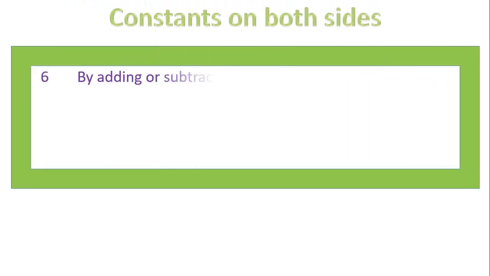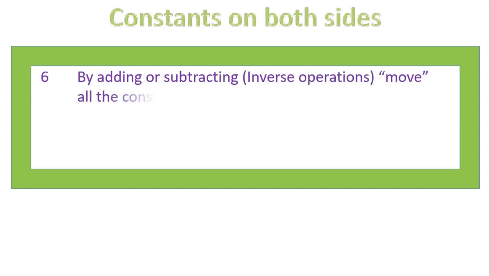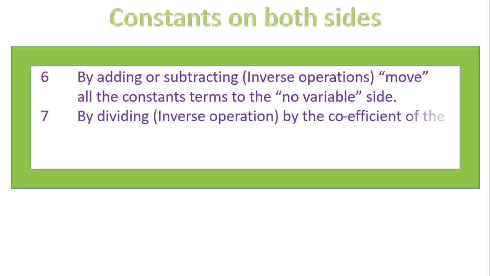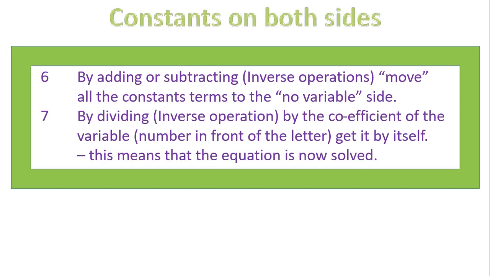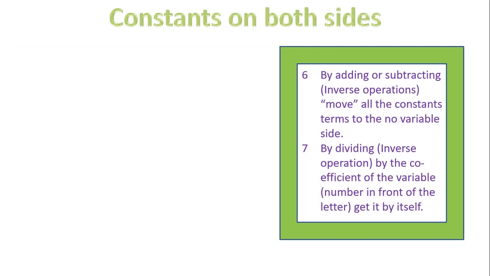So, step 6, by adding or subtracting, which are inverse operations, move all the constant terms to the no variable side. In other words, to the side where there are no letters. And step 7, which you're hopefully familiar with, by dividing, which is inverse operations, by the coefficient of the variable, get it by itself. Once you've done that, this means that the equation is solved. So, here we have our 2 steps that we're using, step 6 and step 7. Let's get on with some examples.